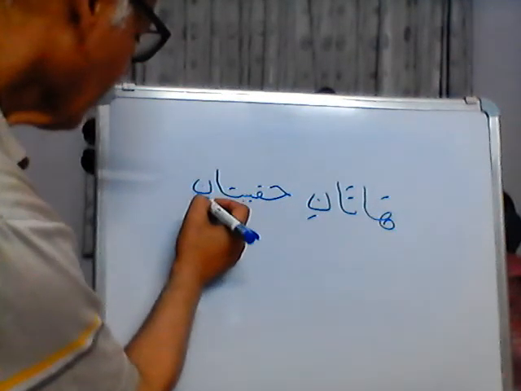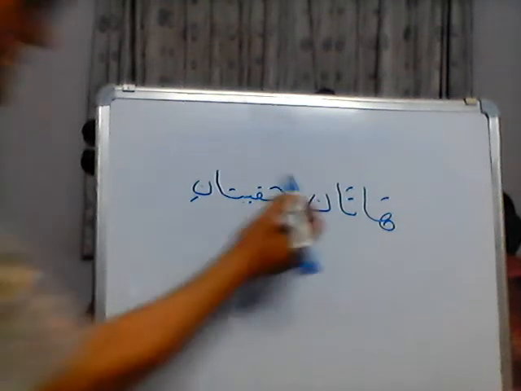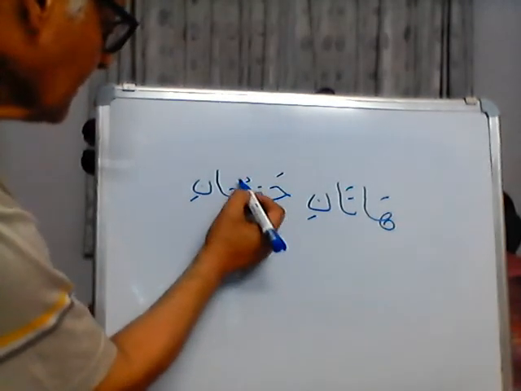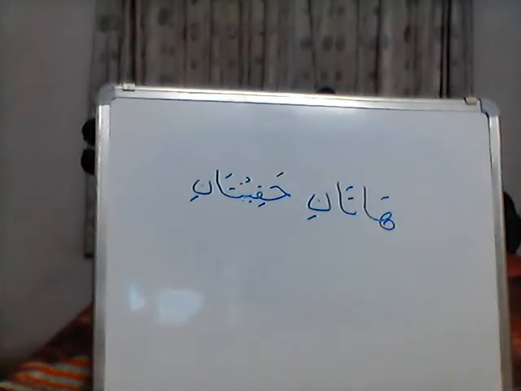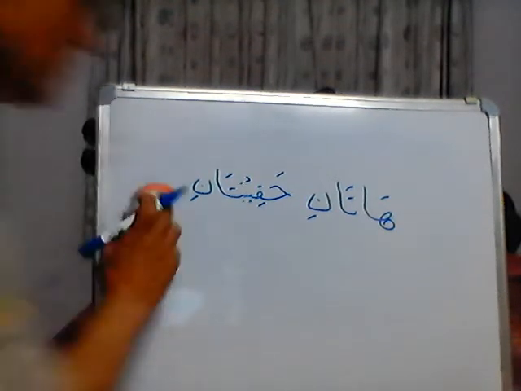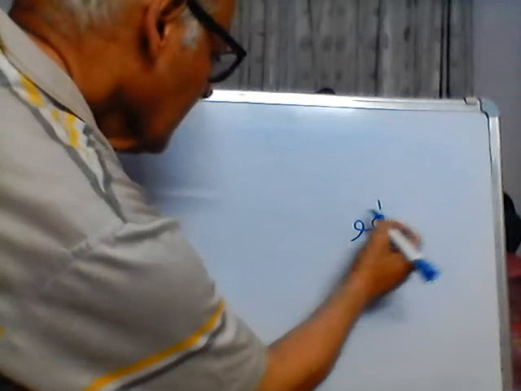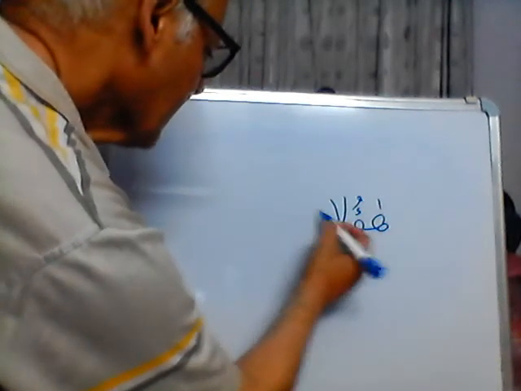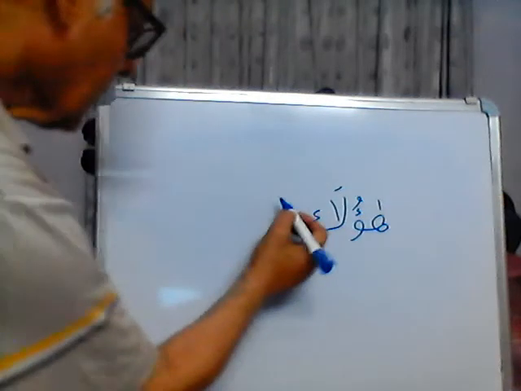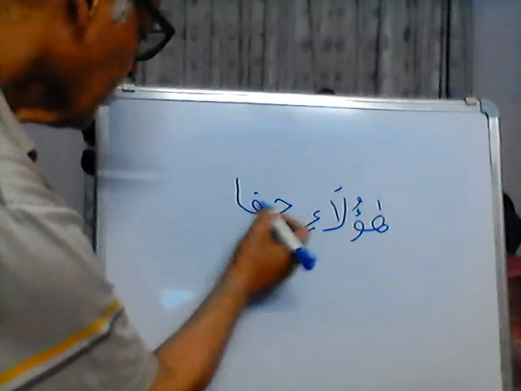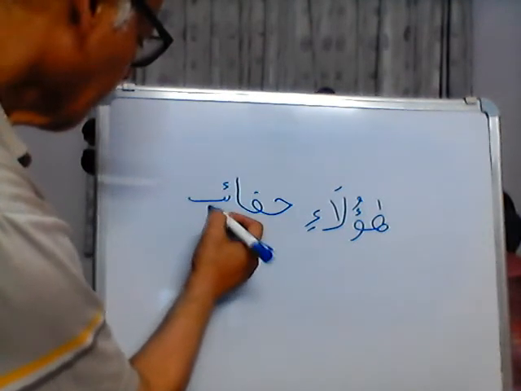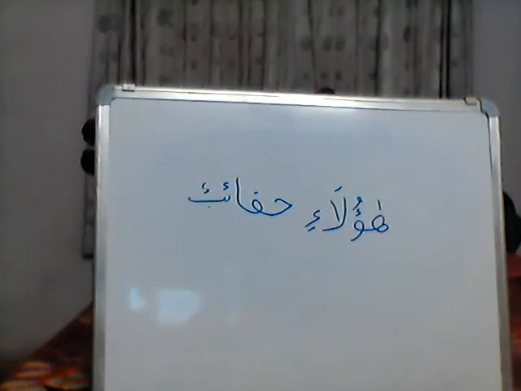Hatani haqibatani. These are two bags. And if we want to use the plural, haqa'ib, then we will use ha'ula'i. Ha'ula'i haqa'ibun means these are more than two bags.